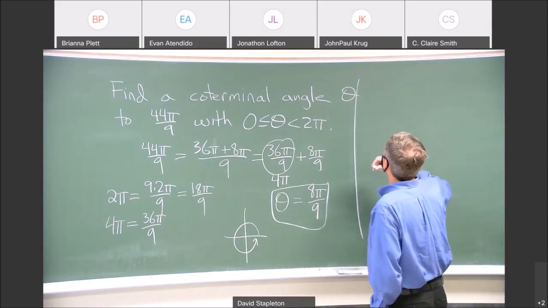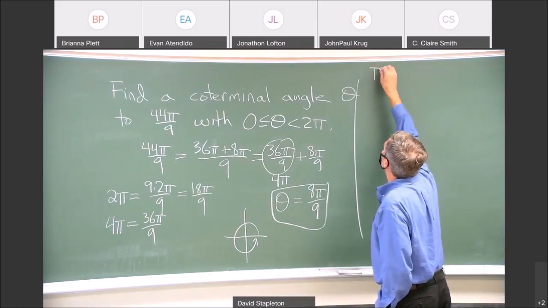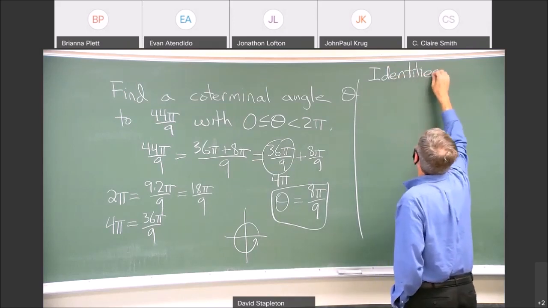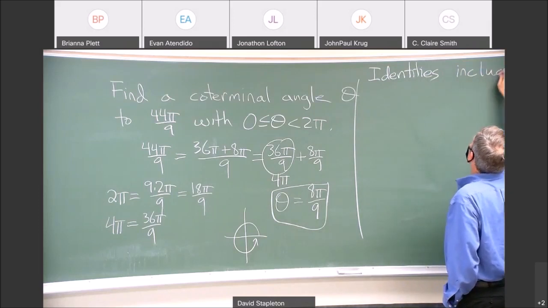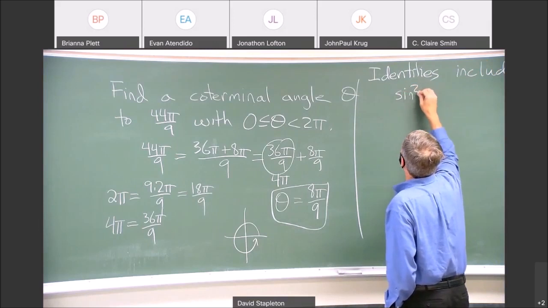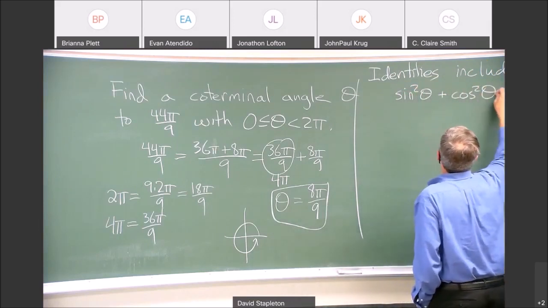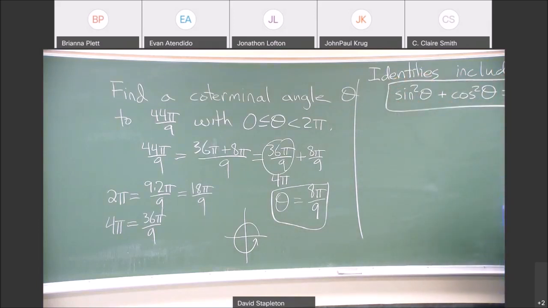Today, we want to remind ourselves that we have lots of identities and extend them just a little bit more to solve some more problems. Hopefully, we'll get going on triangles, actually. Just to remind you, what identities did we have? We had sine squared plus cosine squared equals 1. This is the Pythagorean identity, and the proof is kind of neat, I think.